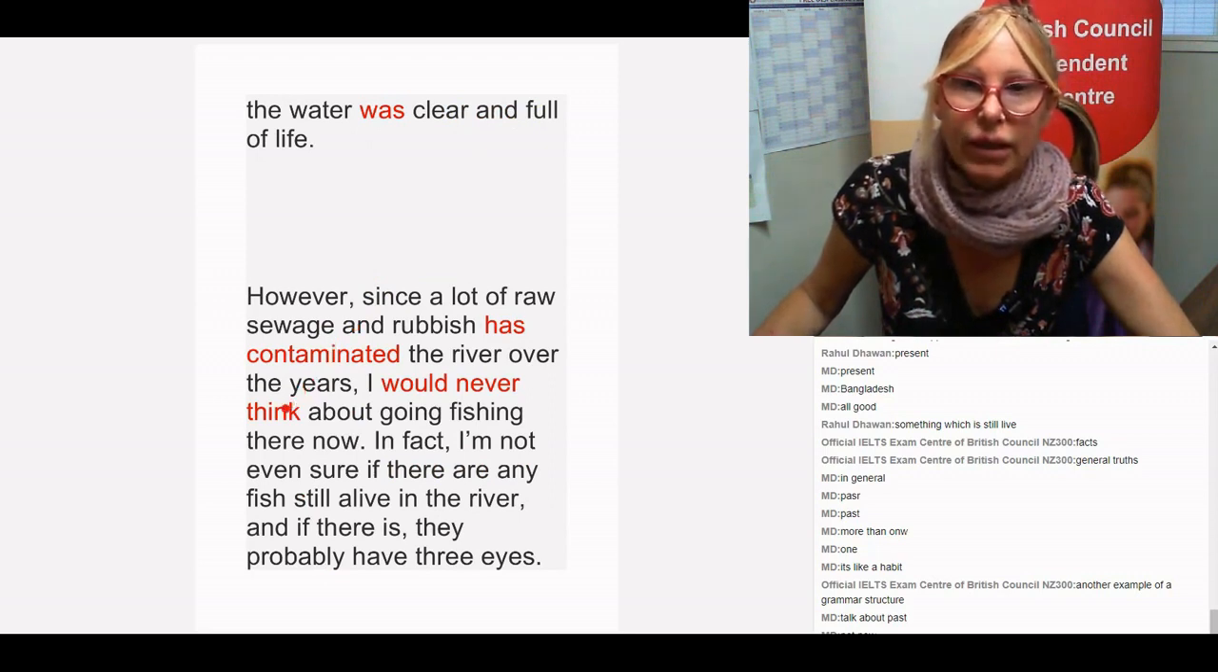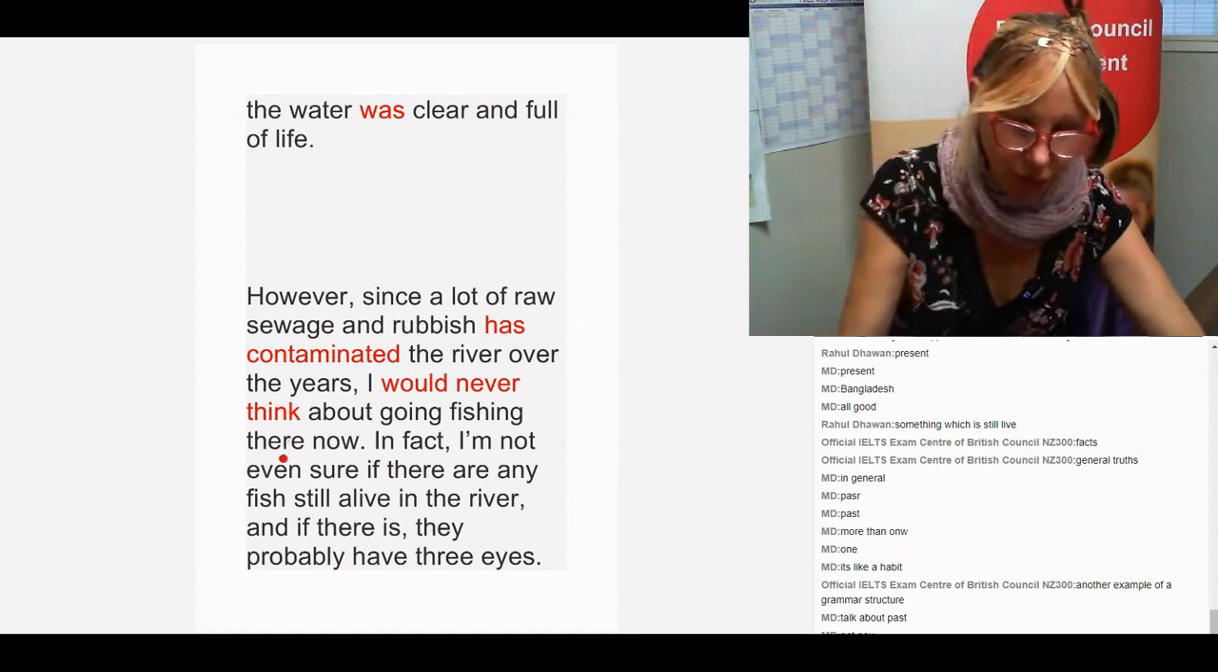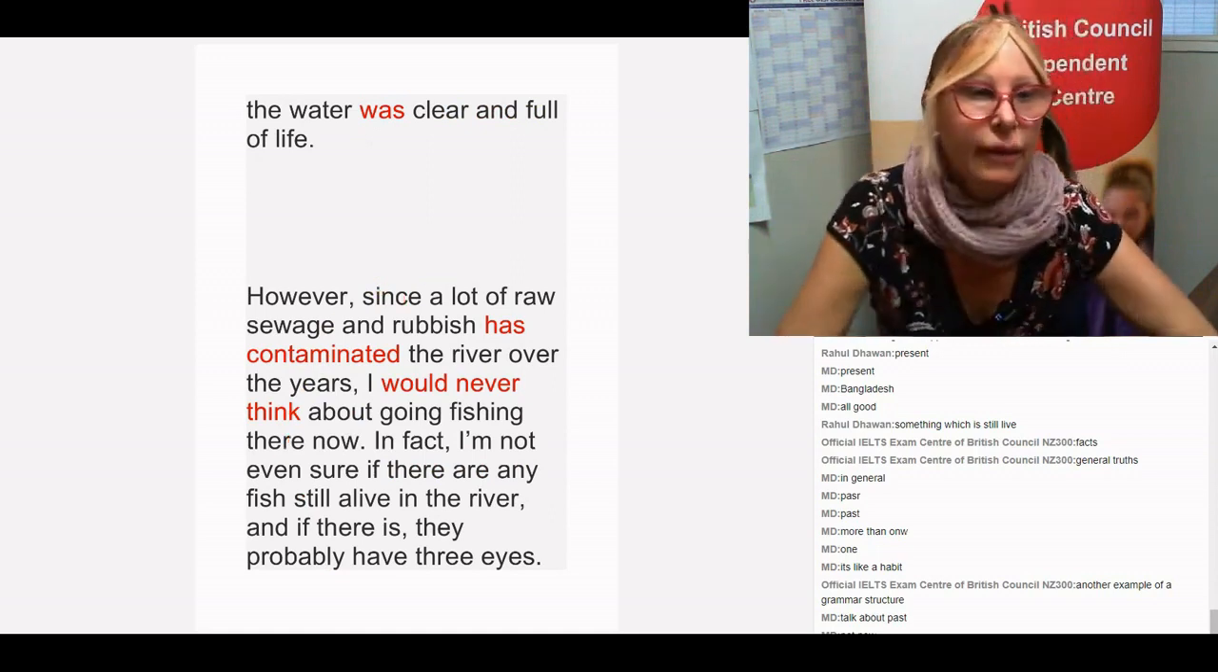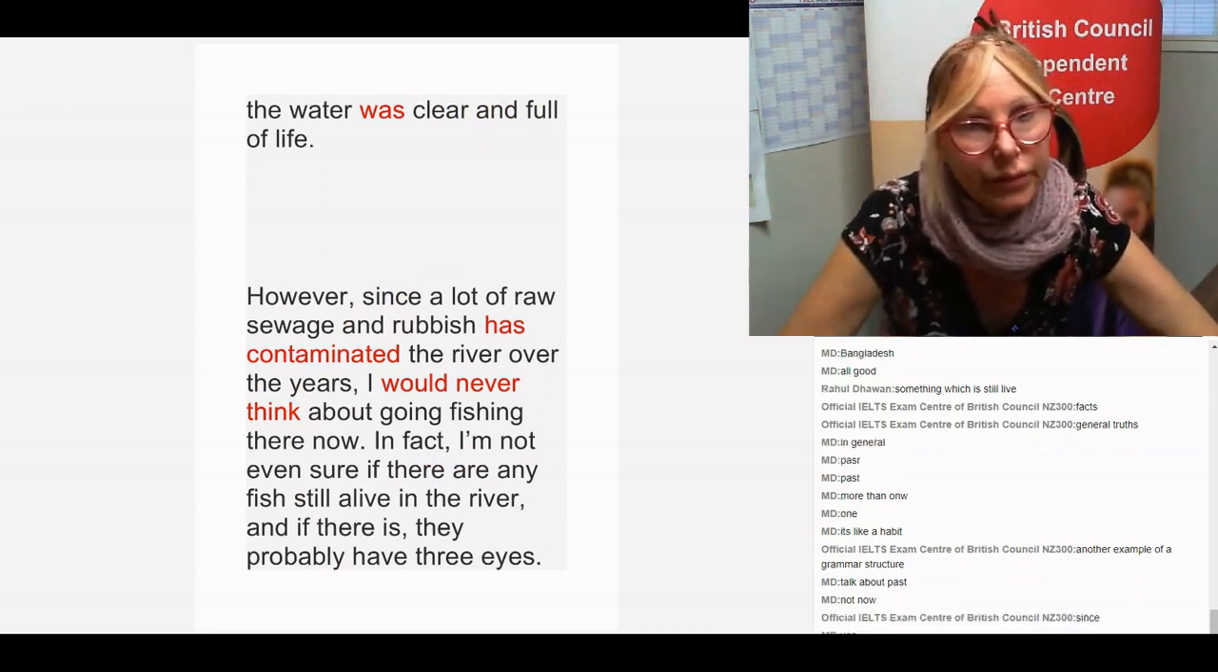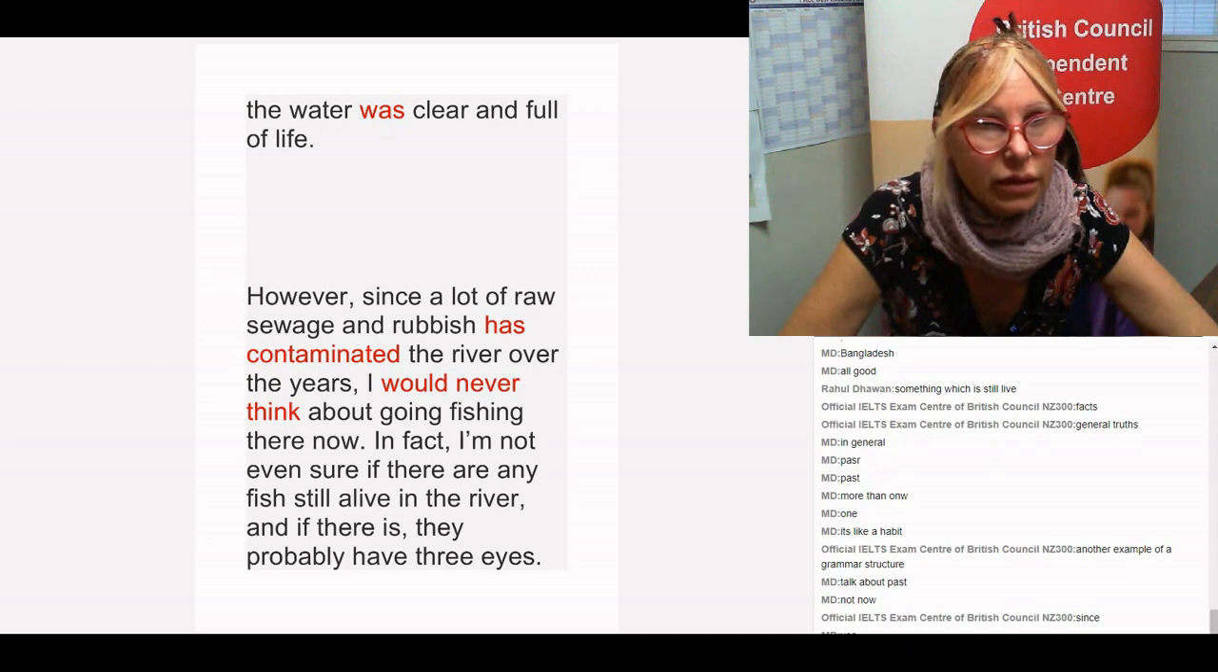All right, since. Now, can we talk about this word since? Do you know what it means here? The meaning of since, if you can think about a synonym for since. What's another word for since in this context? What does it mean?